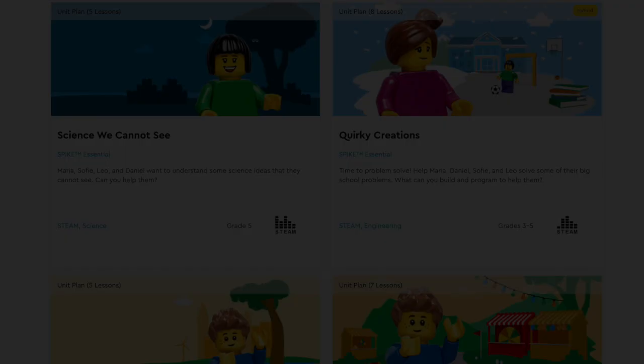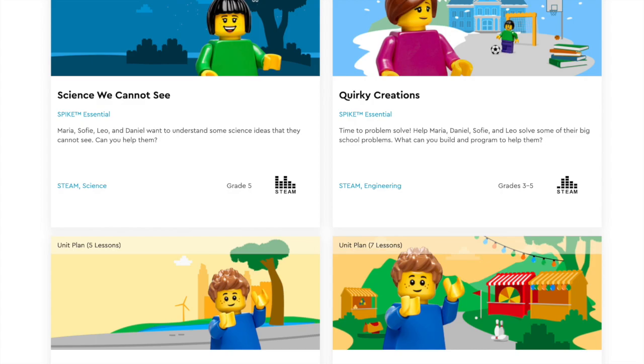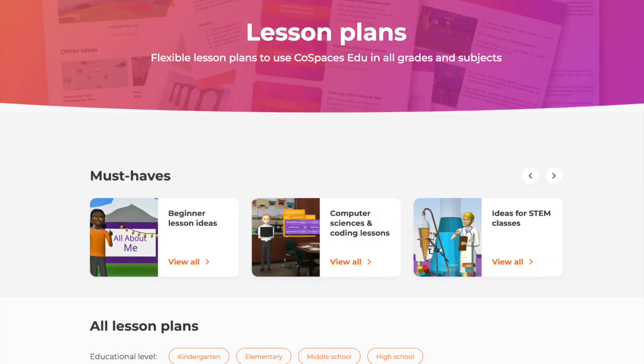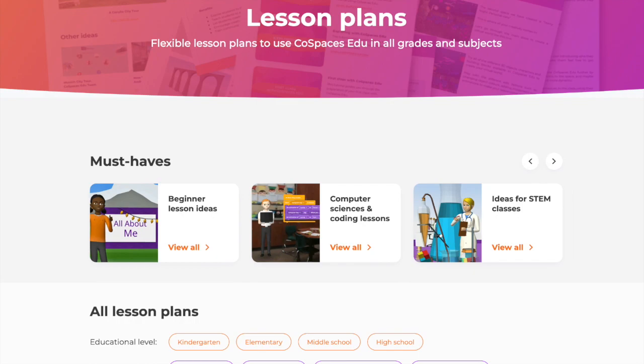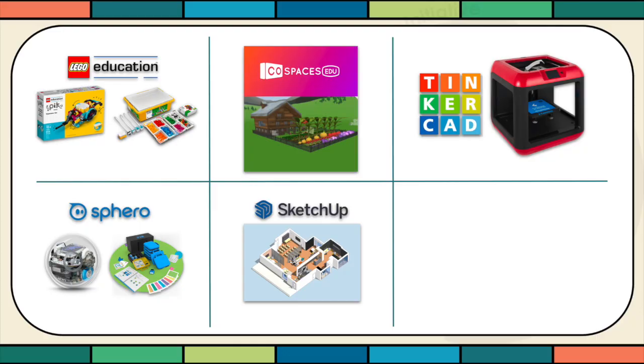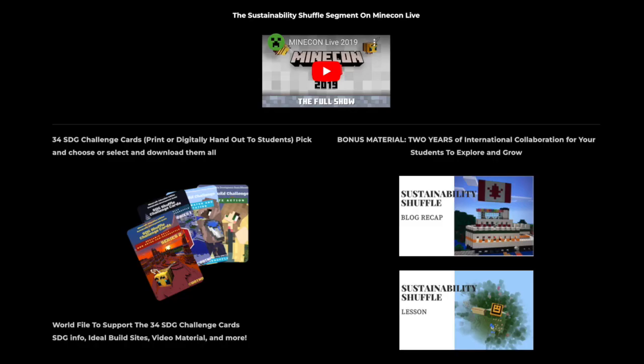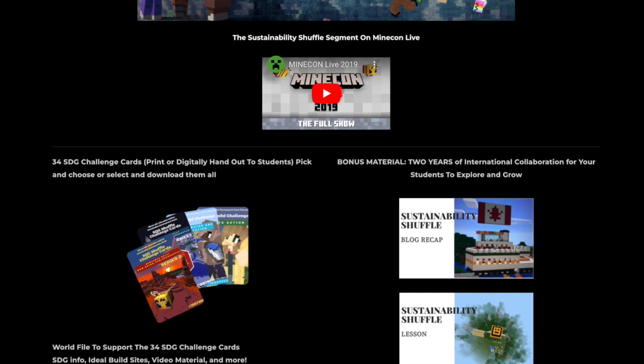There are tons of resources from Lego, Sphero, CoSpaces, SketchUp, and more that can be directly tied to project-based learning, especially around creating and presenting viable solutions to problems about the SDGs. Ben Kelly, the creator of the Project Sustain songwriting album, has created an entire Minecraft Education world around the Sustainable Development Goals, and lessons to accompany it, if you want to add a gamification twist on learning about the SDGs to support any project.